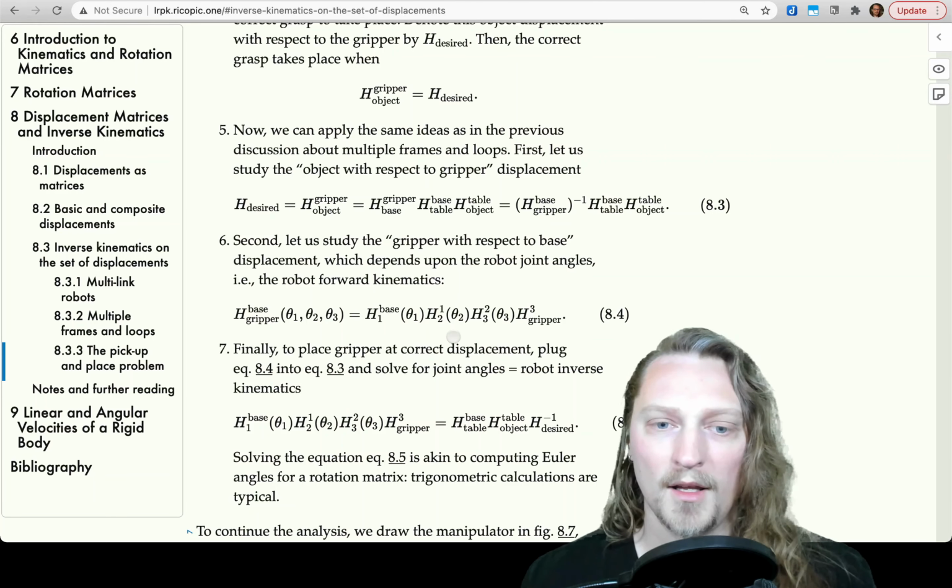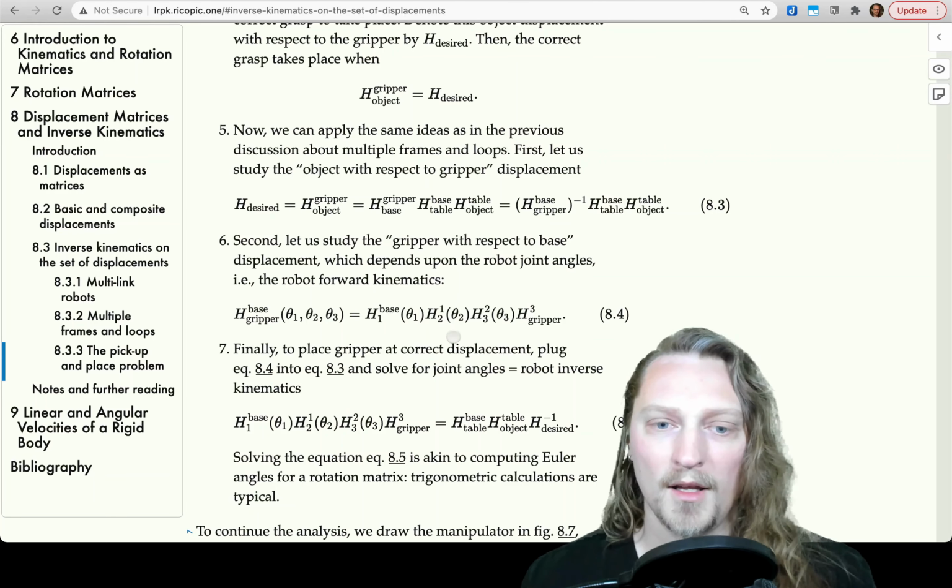So 8.4 is H gripper base, 8.3 is H object gripper, and we can simply plug in H gripper base into here, and we have an expression from which we can solve for the joint angles, which we would call the robot inverse kinematics if we solve for those angles, right? Solving equation 8.5 is akin to computing Euler angles for a rotation matrix.